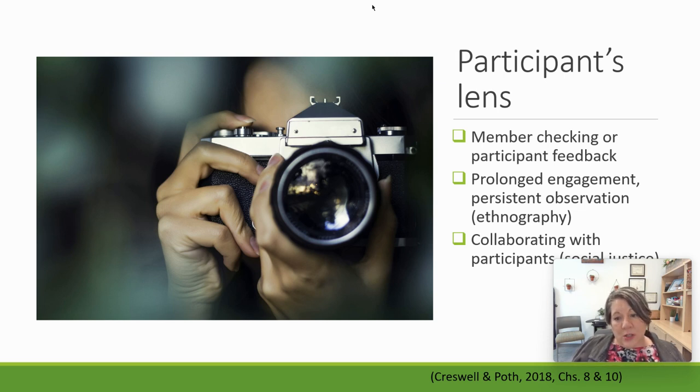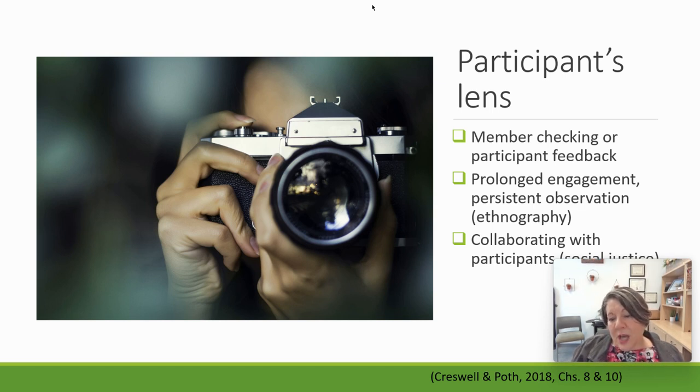So, another way that you can do it is in ethnography, where you're having prolonged engagement with the participants and you're persistently observing them. So, you're triangulating not just from what they say, but from what you're observing of what's going on and of how you've been engaged with the process all along. And another way, with the whole social justice genre of qualitative research, is collaborating with the participants. Let them come up with their own directions, their own ways they want to look at the topic, and their own solutions, their own ways of precipitating change throughout the process. So those are all ways through the participant lens.